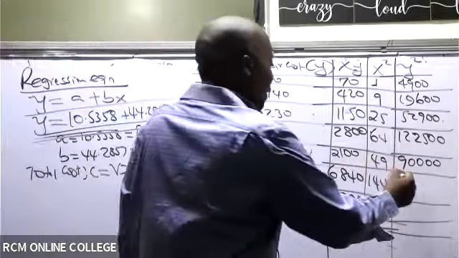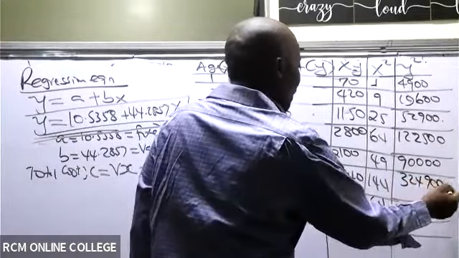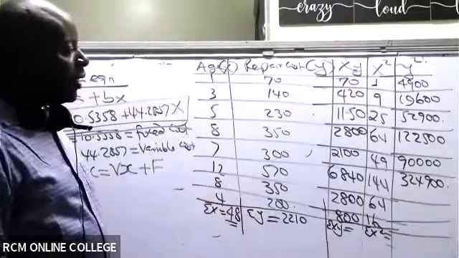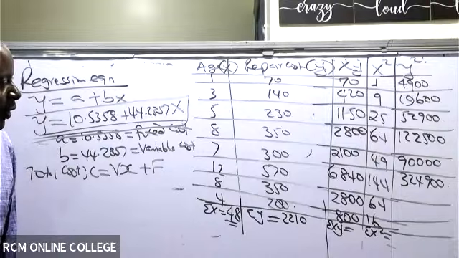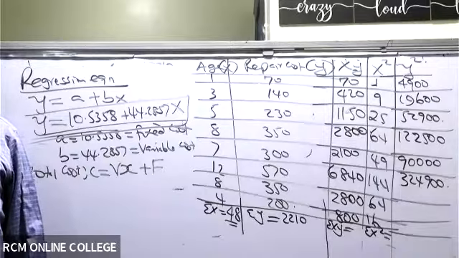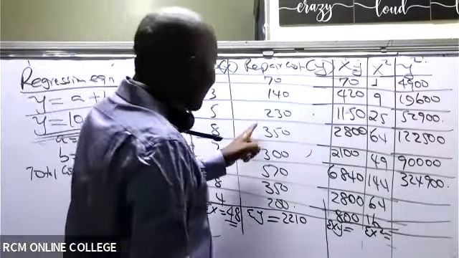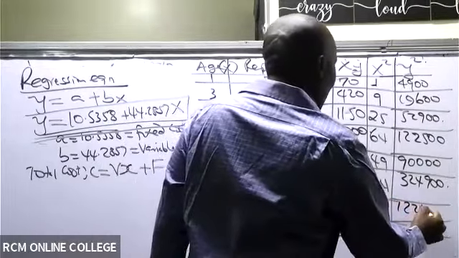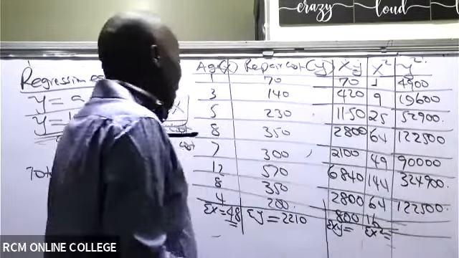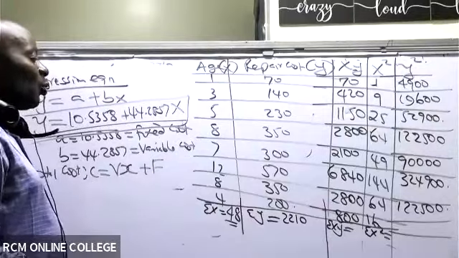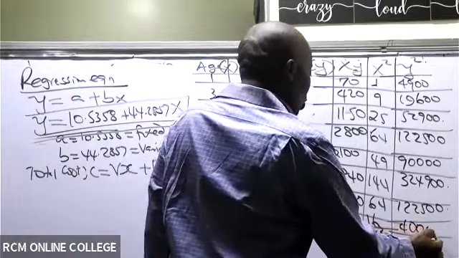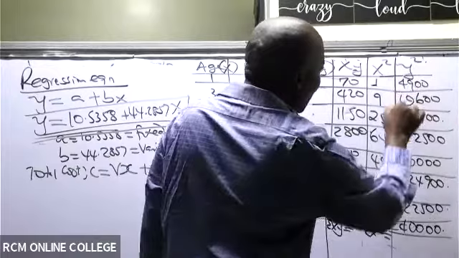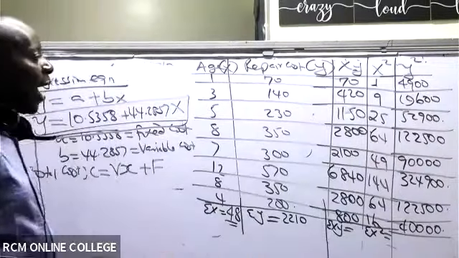324,900. So this gives me 324,900. And then we have 350 squared. I think I had it somewhere. It is 122,500. Ah, it's here, yes. And then lastly, it is 200 squared, that must be 40,000. And then please go ahead and give me the summation of y squared.